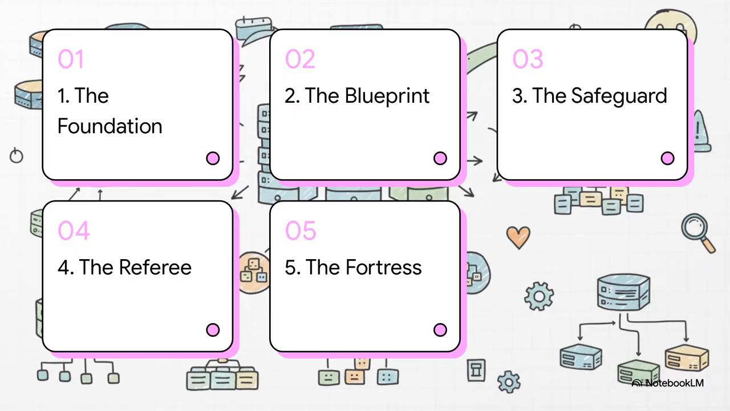Okay, so here's our game plan. First, we'll lay the foundation and figure out what we're actually building. Then, we'll draw up the blueprint for massive scale. After that, it's all about protection, building safeguards for availability, bringing in a referee to handle data conflicts, and finally, building a fortress to make this thing truly resilient.